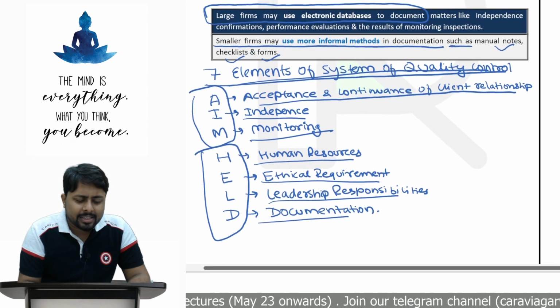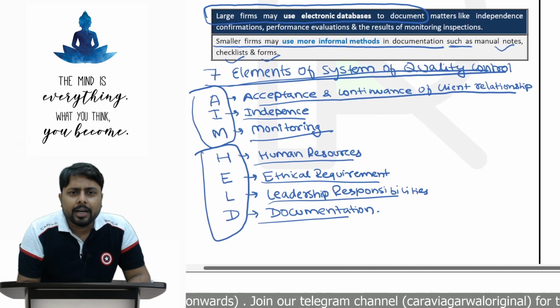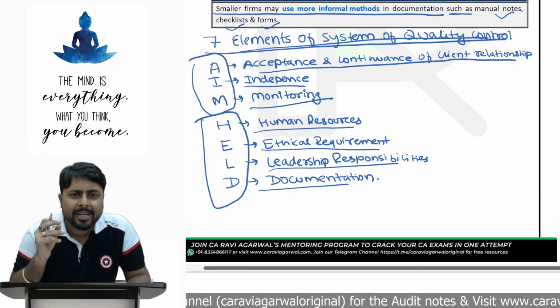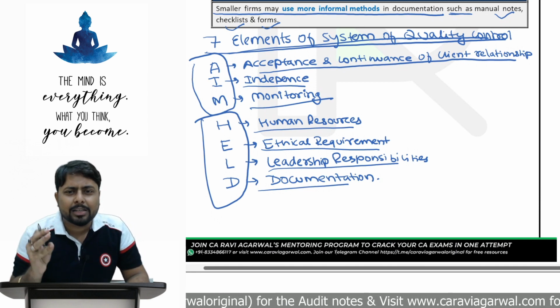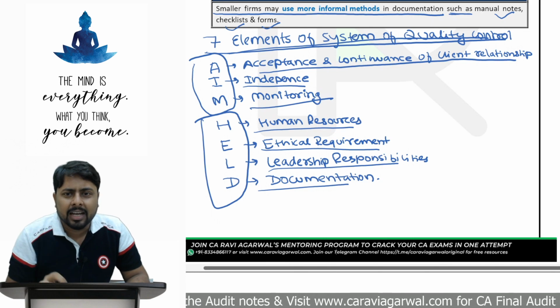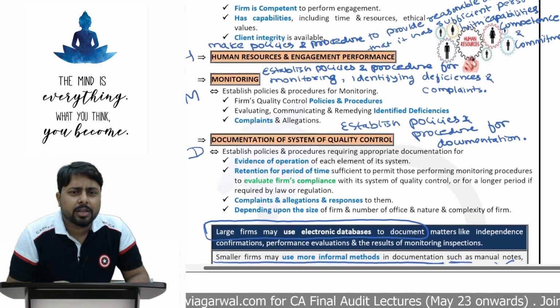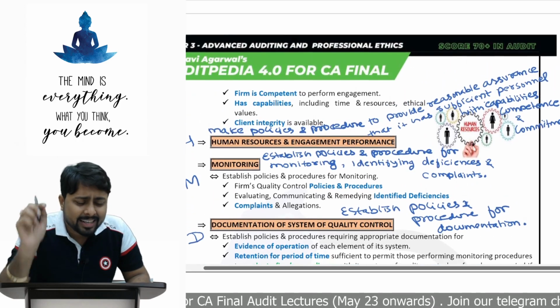So what is the question, guys? 7 elements of system of quality control. What is the mnemonic? AIM HELD. A is acceptance and continuance of client relationship. I is independence. M is monitoring. H is human resources. E is ethical requirement. And L is leadership responsibility. And D is documentation.